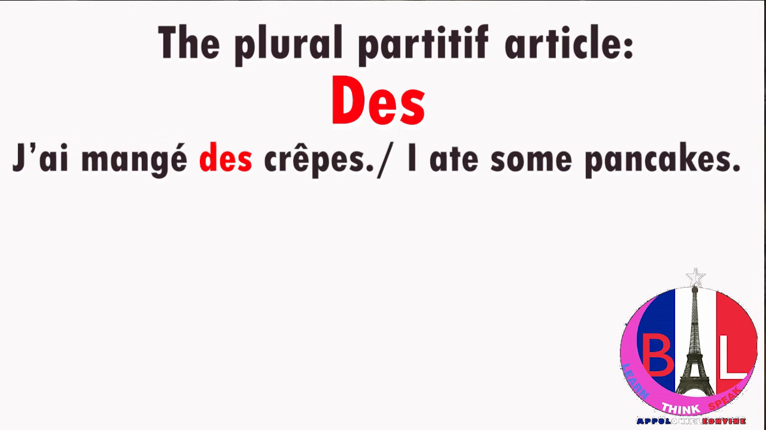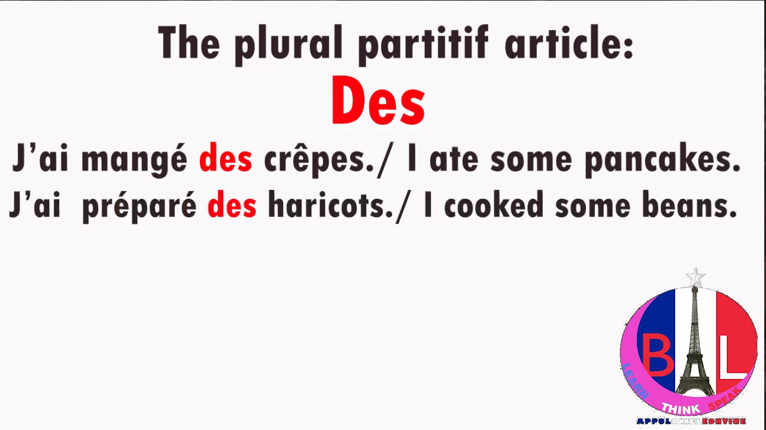Now let us use a masculine noun. J'ai préparé des haricots. Haricot is an uncountable noun. That's why we use des here.